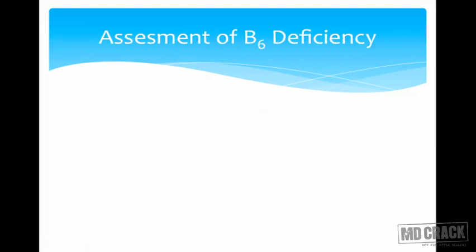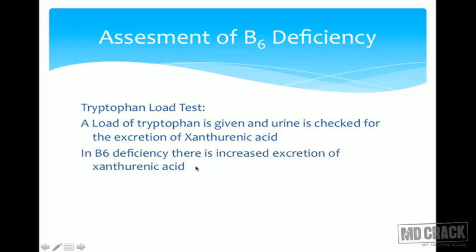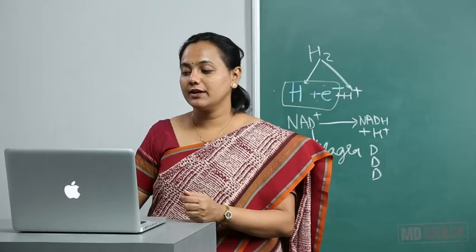So how is B6 assessed? There is what is called the tryptophan load test. A load of tryptophan is given and urine is checked for the excretion of xanthurenic acid. In B6 deficiency, there is increased excretion of xanthurenic acid. These are all outdated tests. There are many more tests which are now available directly.